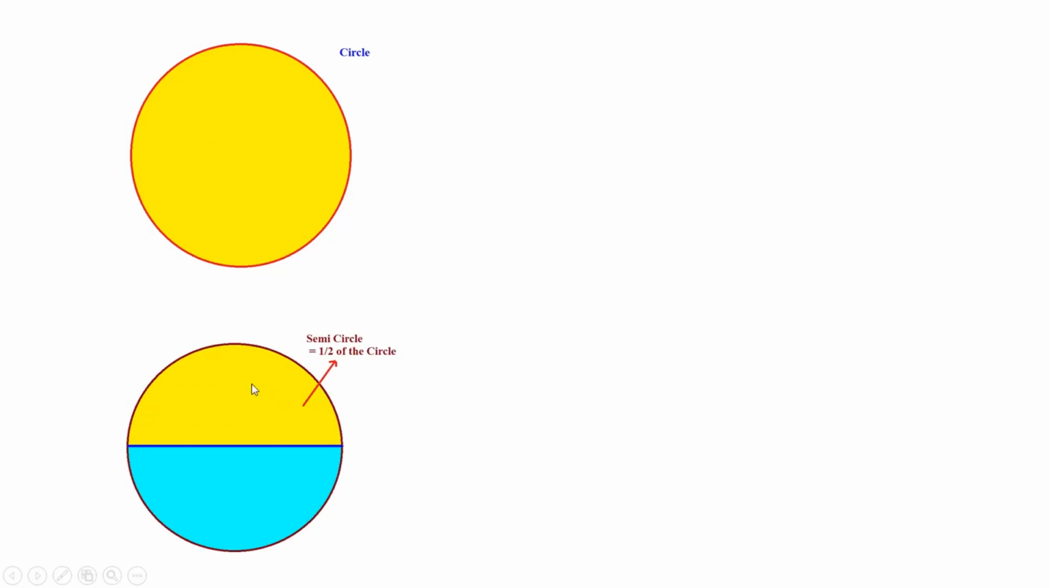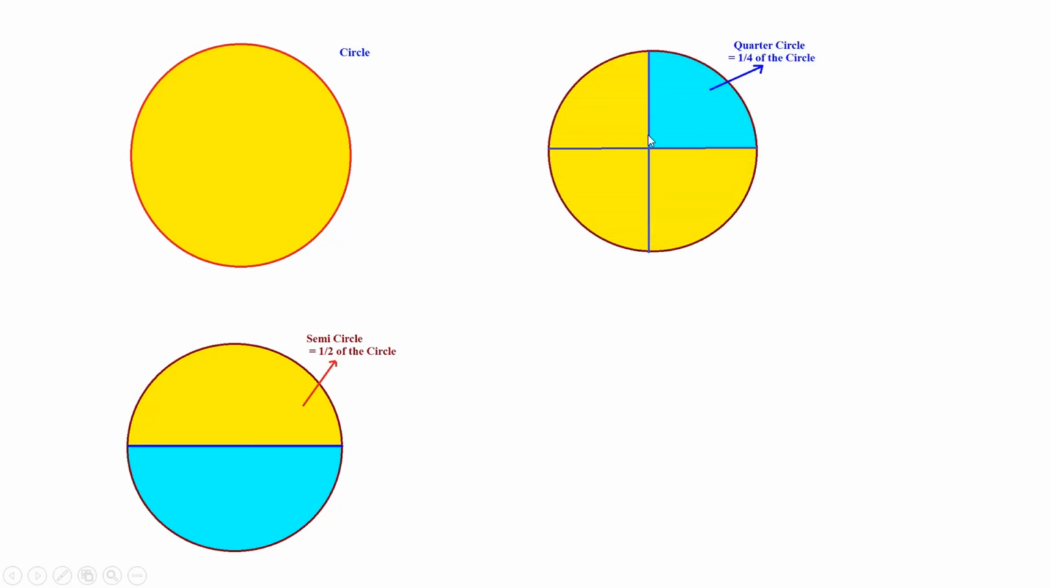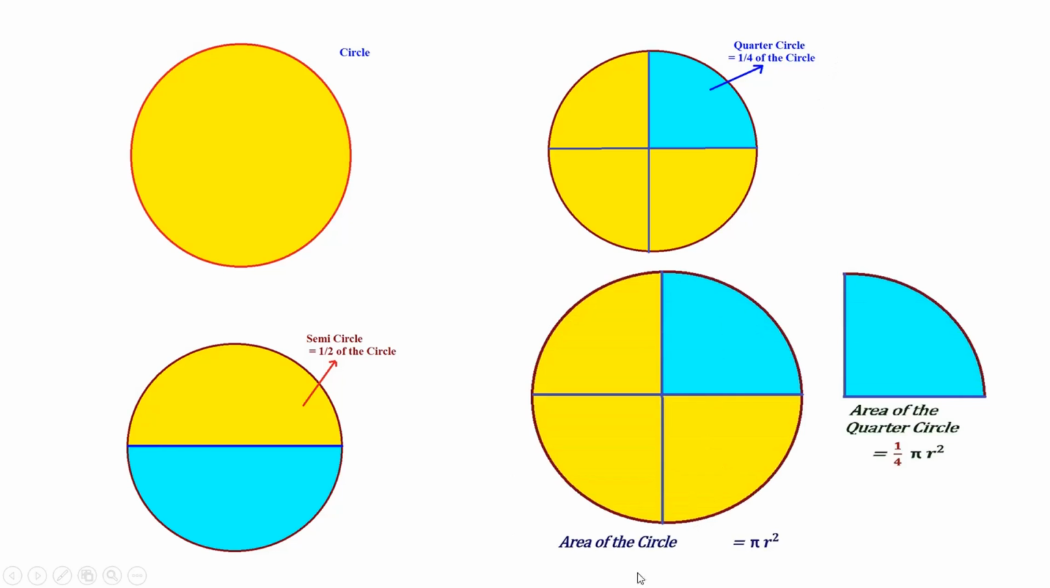Before that, we will learn what is quarter circle. What is the formula for quarter circle? This is circle. This is semicircle, two parts. Half of the circle is called semicircle. This is quarter circle. The circle has been divided into 4 equal parts. One part is called quarter circle, 1/4 of the circle. Area of circle is pi r square. Quarter circle area is 1/4 pi r square.